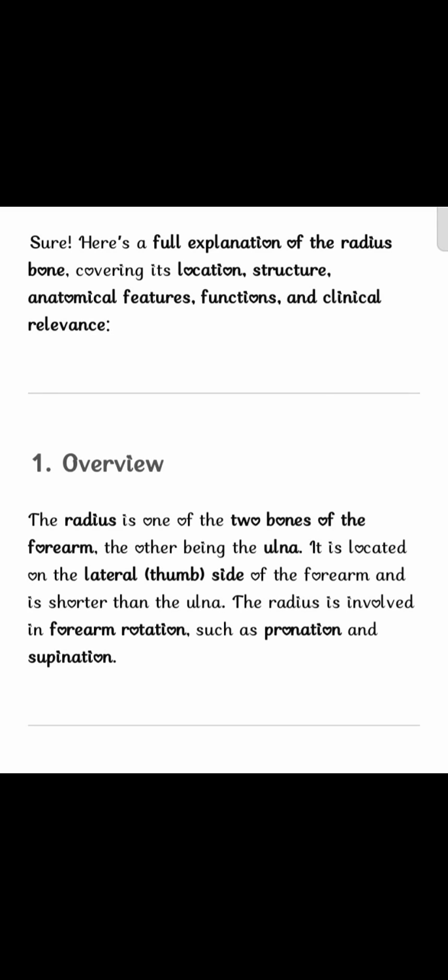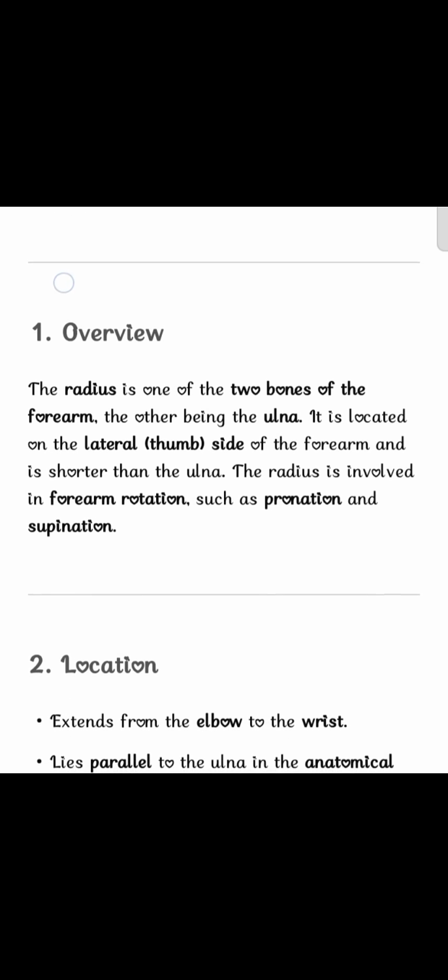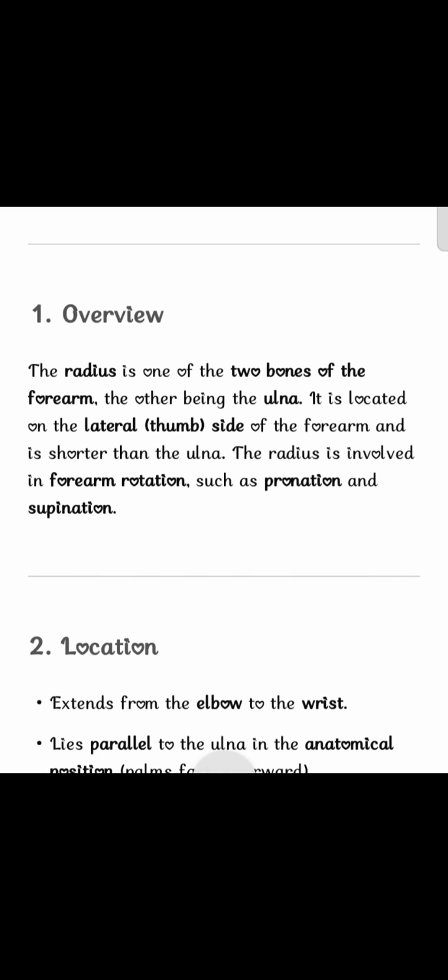There's a full explanation of the radius bone, covering its locations, structure, anatomical features, functions, and clinical relevance. 1. Overview. The radius is one of the two bones of the forearm, the other being the ulna. It is located on the lateral thumb side of the forearm and is shorter than the ulna. The radius is involved in forearm rotation, such as pronation and supination.